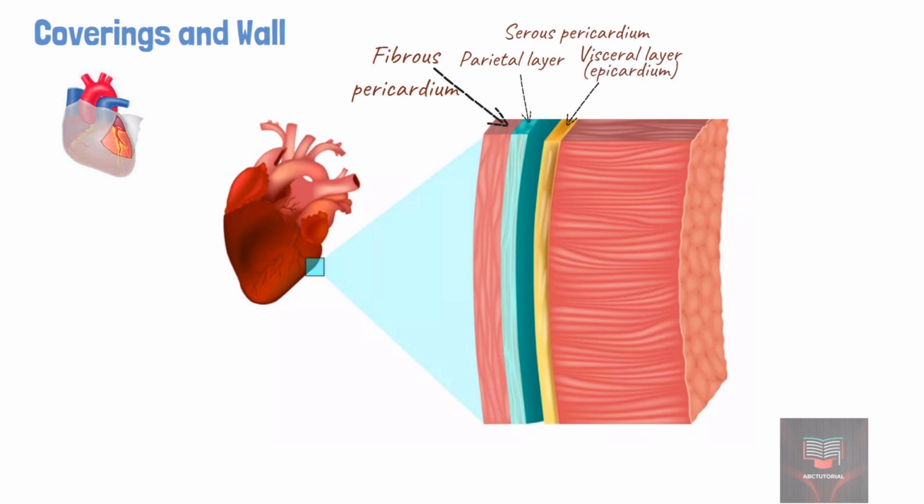The space between the parietal and visceral layers of the serous pericardium is known as the pericardial cavity and usually contains a thin film of lubricating fluid known as the pericardial fluid.